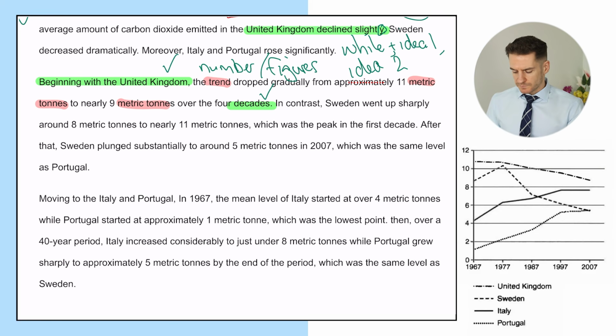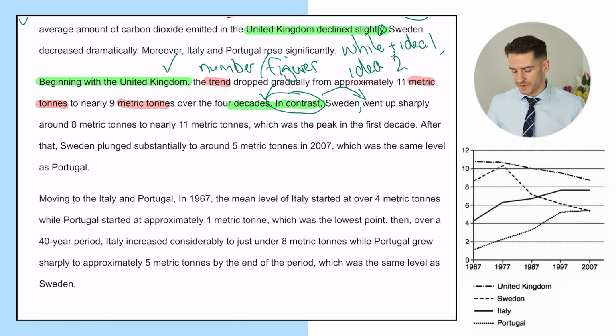Let's keep moving on. Then the writer says in contrast. Okay, nice linking there. However, whenever you're using words like this, in contrast, moreover, furthermore, all these words that students like to use, I don't really like these words, by the way. They're an issue for coherence and cohesion if you use them in the wrong way. But if you are going to use them, you should try to use them in the middle or after a few words. So what I mean by that is, when we say in contrast, we could put in contrast here. We could say Sweden, in contrast, went up sharply.